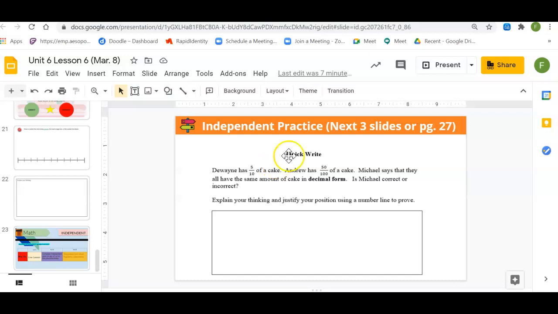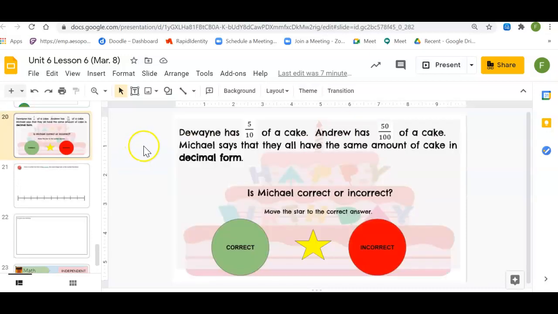Now, what you're going to do is, let's go to the very next slide. You're going to answer the question. Then you're going to have to prove your thinking by creating a number line. And then you're going to have to explain your thinking in words.